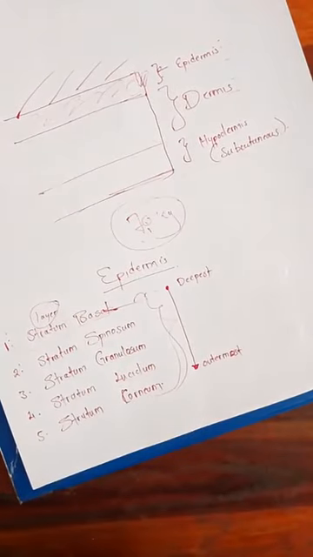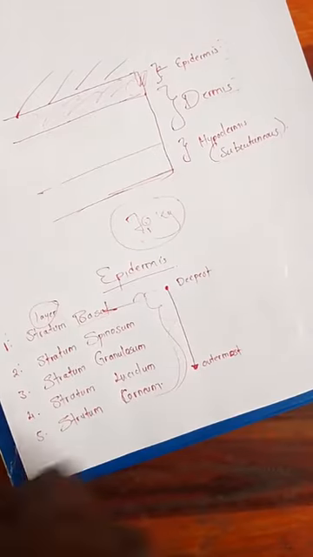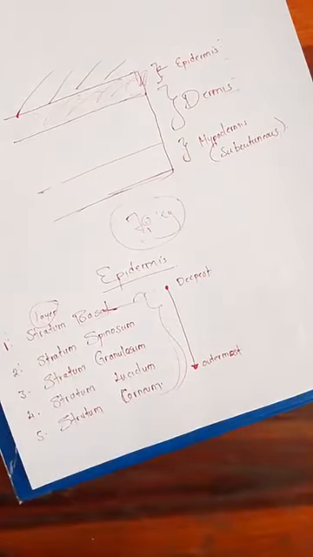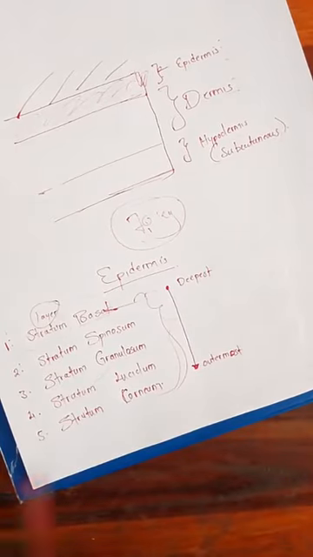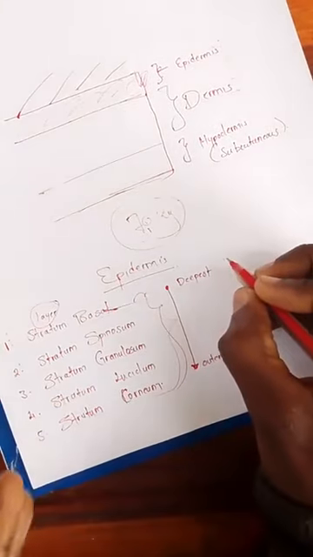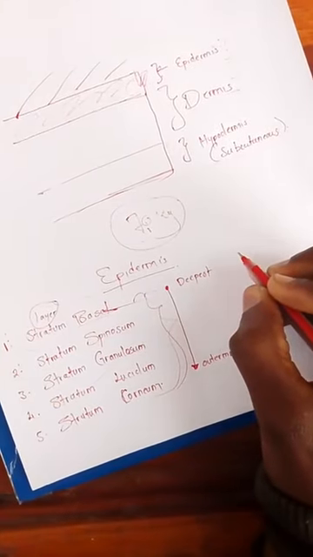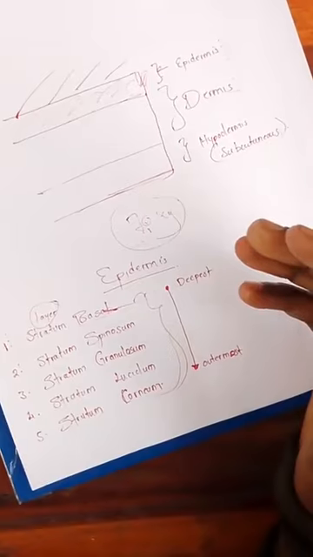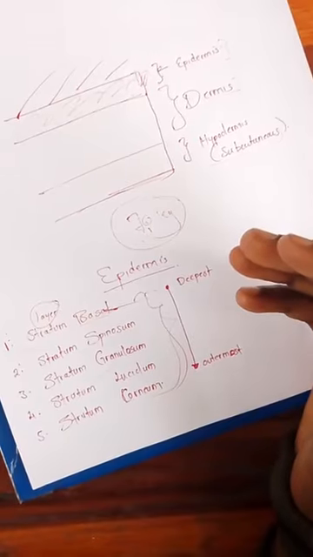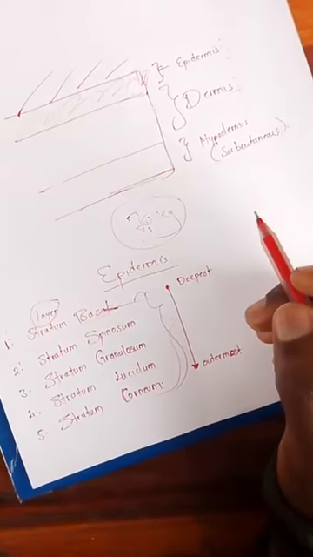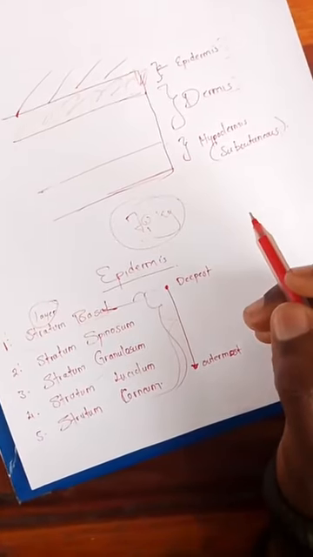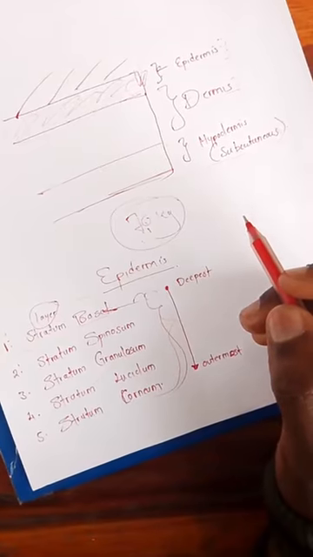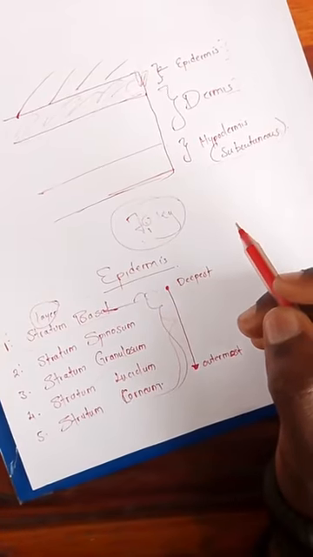So starting with the stratum basal, it is the deepest layer amongst the 5 layers, just like we have seen from the arrangement. This stratum basal is also known as the stratum germinativum, or the germinativum layer. This is because it consists of cells that undergo division and are involved in the regeneration of the epidermis.